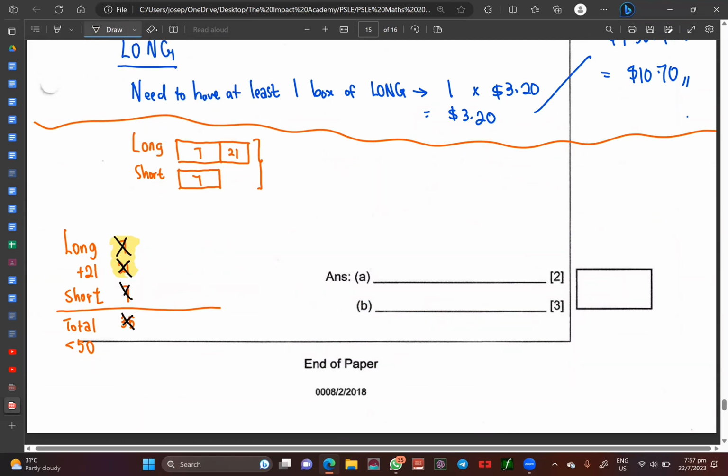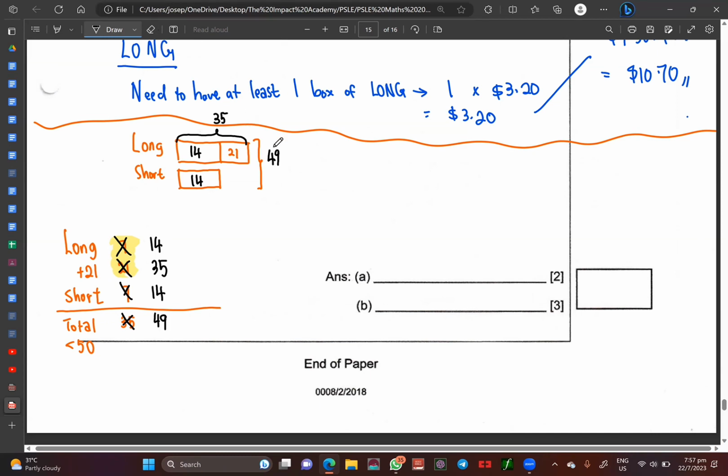Now I'm going on to the next one. We start from the short again. Short has to be in multiples of 7, so say, for example, 14. If this is 14, this is 14 also, so we write 14 plus 21 is 35. That means everything over here is 35. This is 14. Total is 49. This might work, so I write 49 over here.